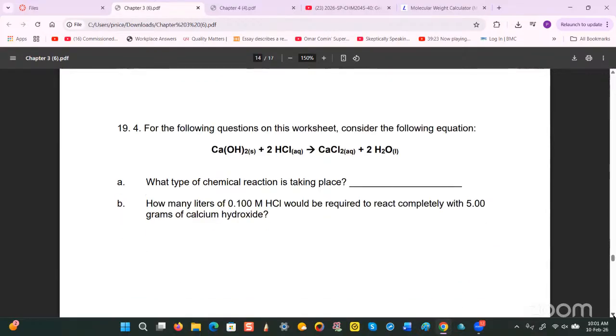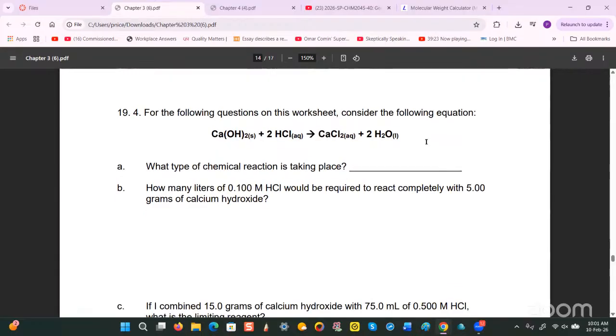Now, number 19 is one of those, what I call solution stoichiometry type problems. It says, for the following questions on this worksheet, consider the following equation, which is given. And the A part is asking, what type of chemical reaction is taking place? And the answer is what? Acid-base neutralization, or you could also say double displacement reaction. Both are just as correct.